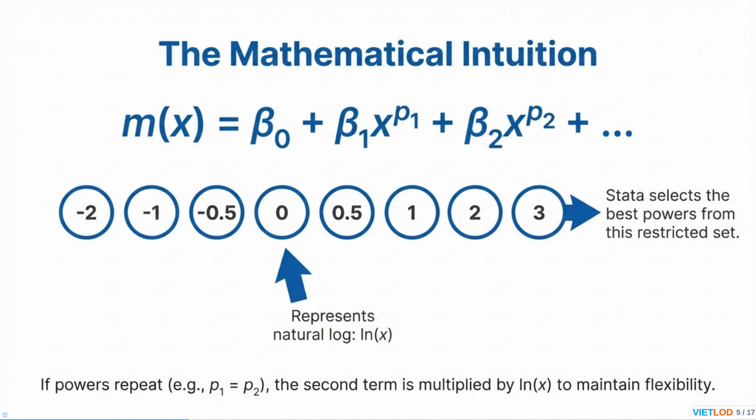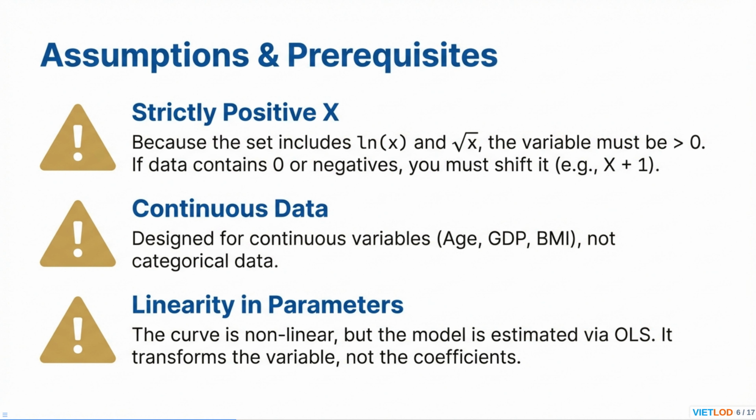A particularly important point is that a power of 0, as indicated, represents the natural logarithm of x, or ln of x. This logarithmic transformation is key for modeling relationships often seen in economics, such as diminishing returns. Furthermore, to maintain the model's flexibility and avoid issues if the selection process yields identical powers, a special rule applies. If P1 equals P2, the second term is multiplied by ln of x. Stata automatically searches this set to find the combination of powers that best fits your data.